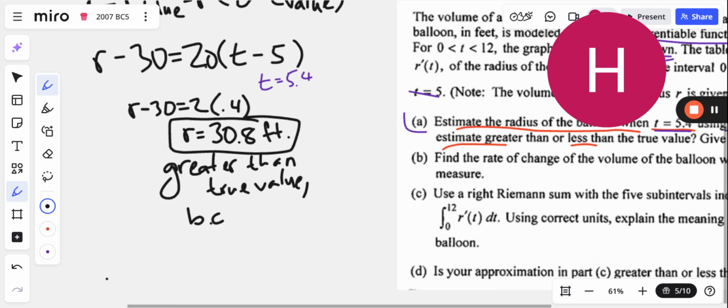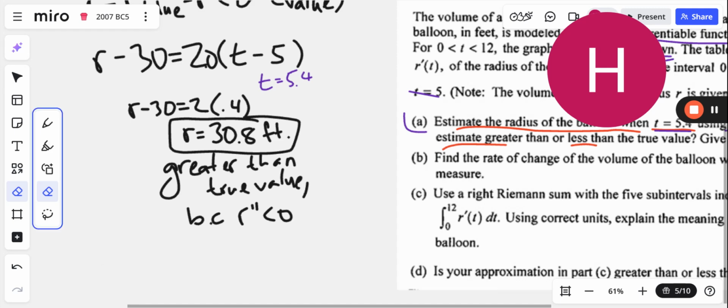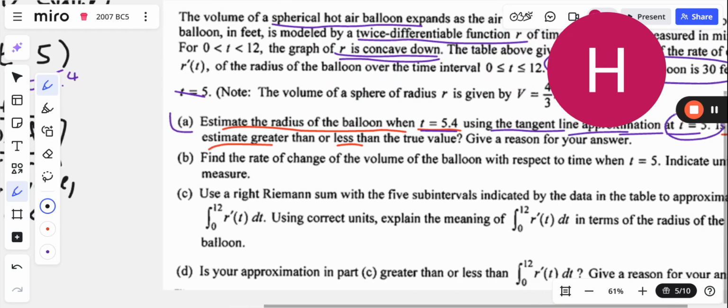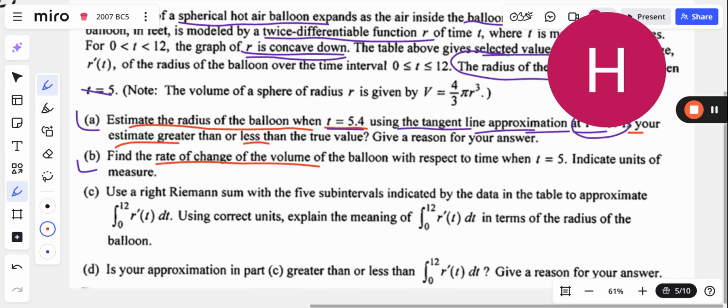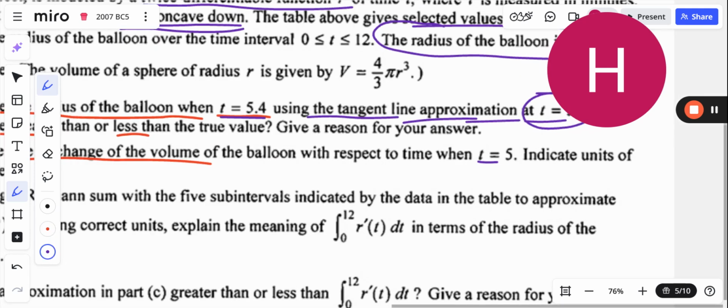And that's because r double prime is positive. Sorry, negative. It's concave down. Okay, yeah, good. Let's look at part B. Find the rate of change of the volume with respect to time when t equals 5.